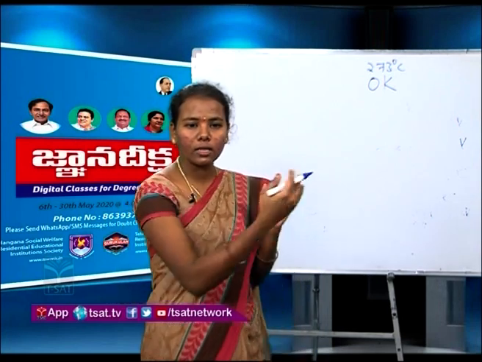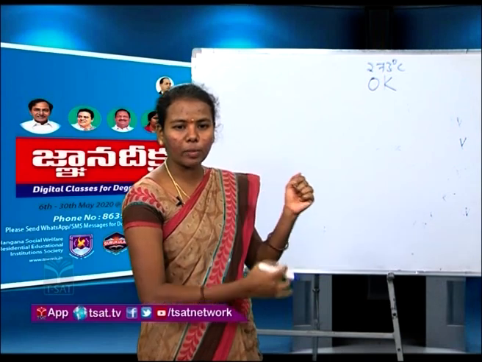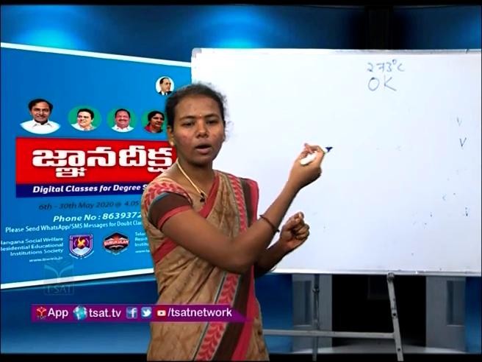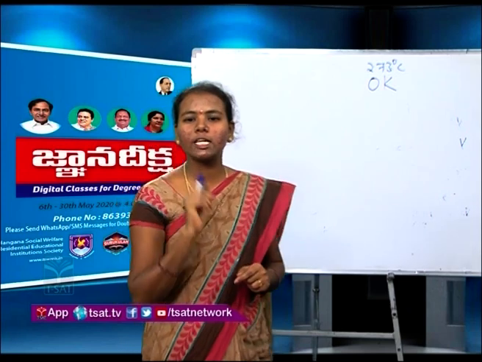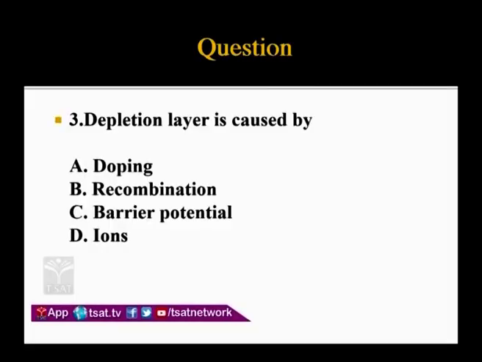Because the electrons from the N type are diffusing to the P type. That means electrons from there are recombining with the holes in the P type. So depletion region is because of recombination. So that is B. The answer is B. The depletion region is caused by recombination of electrons in N type with the holes in the P type.